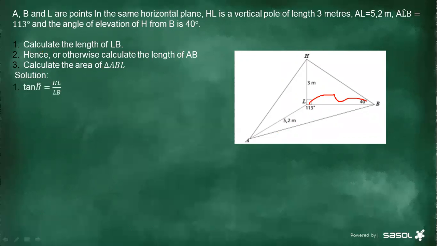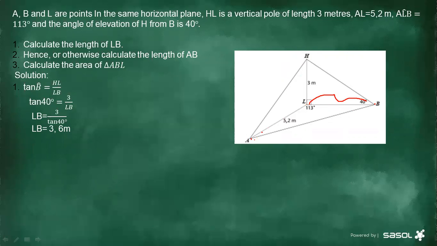We are going to use the trig ratio of tan. You substitute the values, cross multiply, then divide by tan 40. You press your calculator, and the length of LB is 3.6. Hence, or otherwise, calculate the length of AB. Where is AB? This one, from this point up to this point.